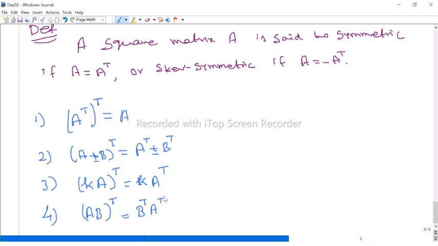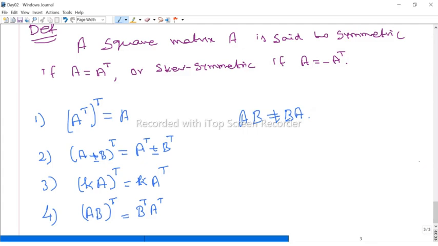We already know that two matrices never commute. In general, for two matrices A and B, AB need not be equal to BA. It does not satisfy the commutative property; you have to keep that in mind. Some matrices satisfy the commutative property, but in general two matrices do not. So these are all properties of transpose: A transpose transpose is A, and A plus or minus B whole transpose equals A transpose plus or minus B transpose.